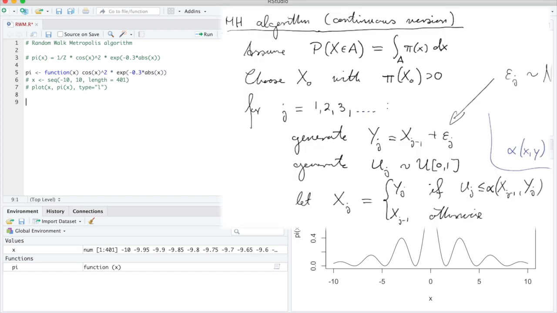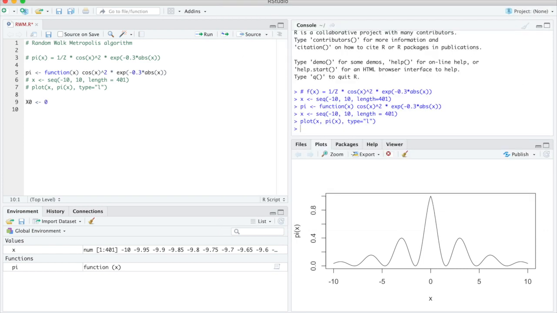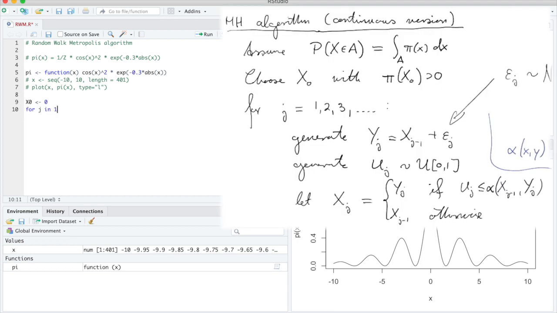So let's do it straight away. We need to choose an x0, and x0 we know must be a value where pi is positive, and in the plot we see 0 is a good choice, and it seems like a typical value. Then for j in, let's just do 10 steps for now, we need to generate a proposal, so we do yj is something, and now what we said was for random walk Metropolis, the proposal equals the previous state, so we need a name for the previous state.